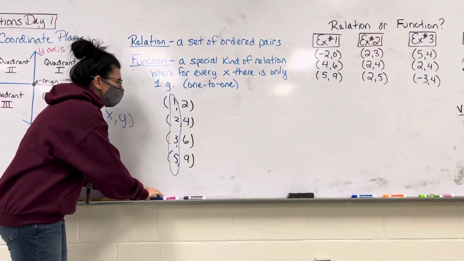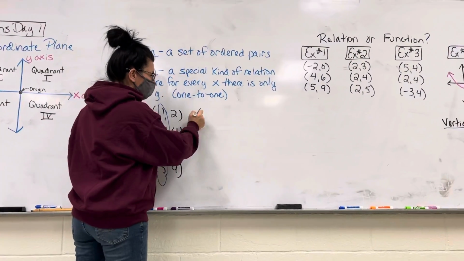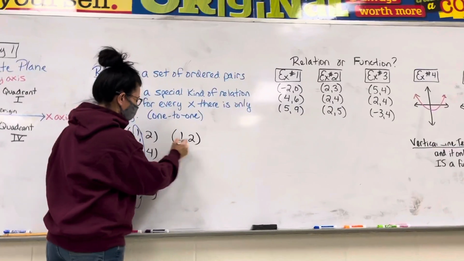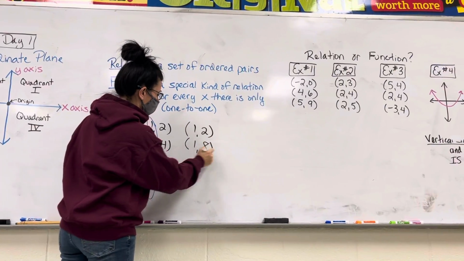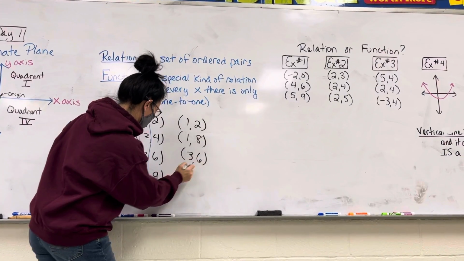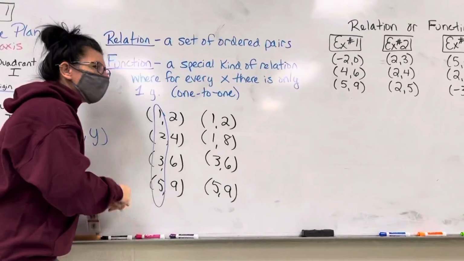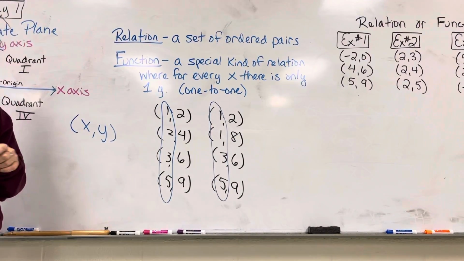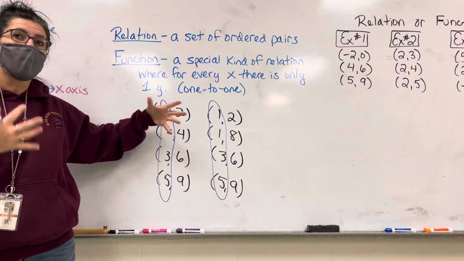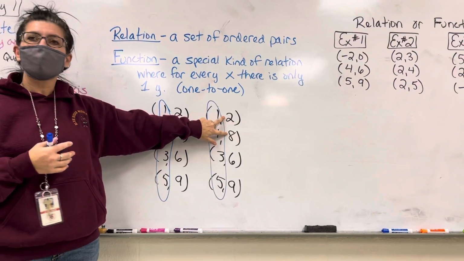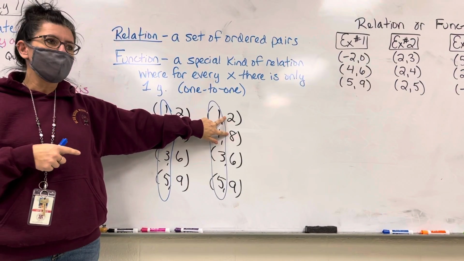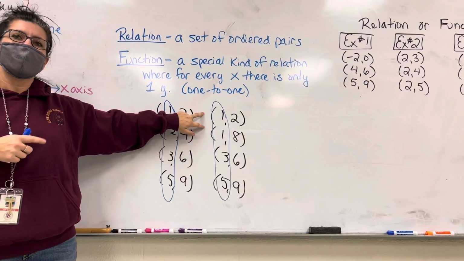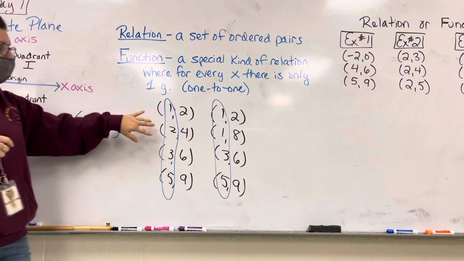So just to make that make sense, let me give you an opposite choice here. So concentrate on your x's and your y's. So here's my x's. Looking at those x's, when I give you an x of 1, you have two choices of a y, a 2 or an 8. This makes it not a function. This one is a function.